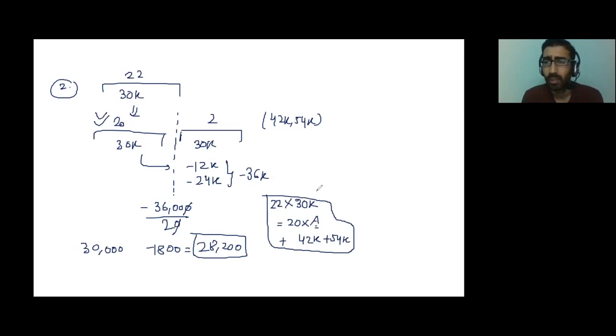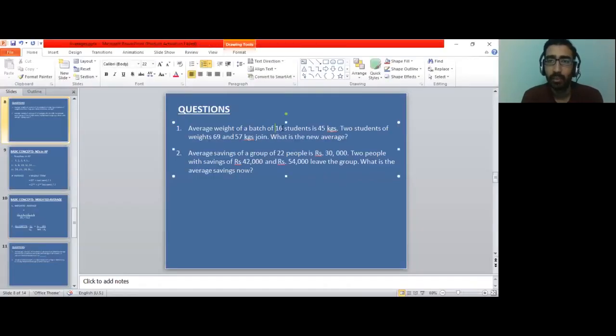Why did we not take into account 2 extra people in the previous question? We did take into account 2 extra people in the previous question, which is why we increased the number from 16 to 18. The original number was 16 students, but when we finally calculated the average, we said we have 36 extra chocolates to be divided by 16 plus 2, 18.